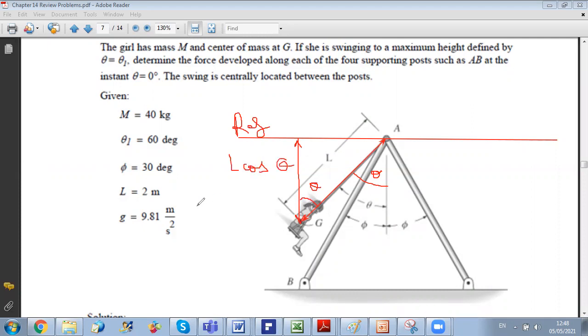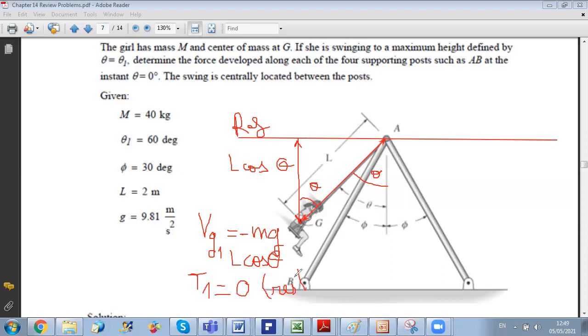Now we can say that the gravitational potential Vg at state 1, since we are below the datum, is negative: minus m times g times L cosine theta. Concerning the kinetic energy, T1 is equal to 0 because we start from rest.